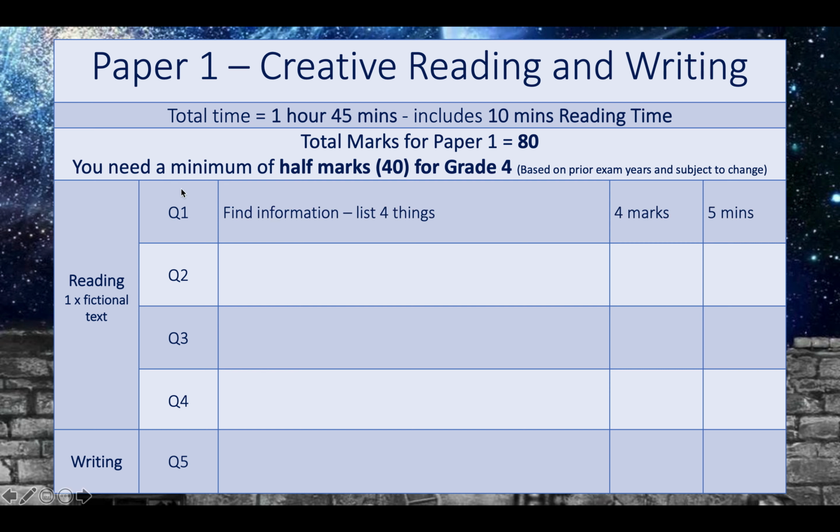Your first question in the paper is you'll be asked to list 4 things from the first few lines of the reading. And this is worth 4 marks. This is a nice easy question at the beginning. It's worth 4 marks, so if you think of each mark in the exam paper as being worth a minute, so a mark a minute, you're going to spend 5 minutes. Let's just round it up to a nice even 5.